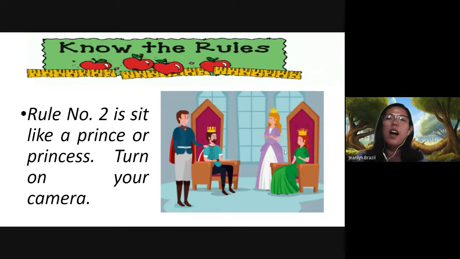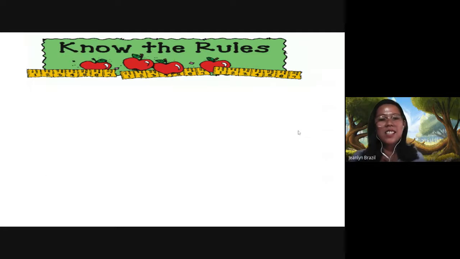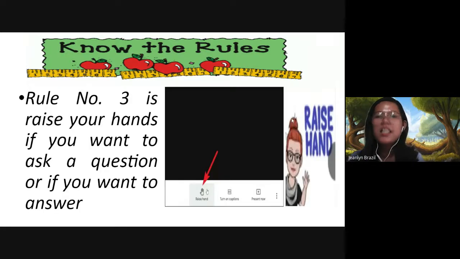So, how can I see that you sit like a prince or princess? So, by turning on your camera. So, kung hindi na nahihiya, you can turn it on. And I would like to see if you're sitting like a prince or princess. Kasi if we sit erectly, the tendency is that we can concentrate with our lesson. Okay? So, next. Rule number three is raise your hand, if you want to ask a question or if you want to answer.